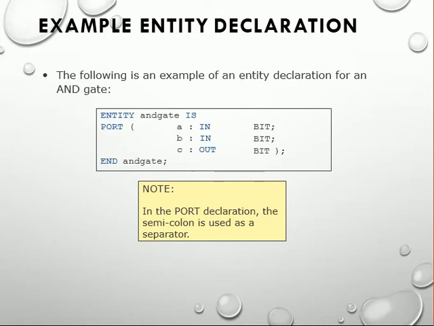Now let us have an example of this entity declaration. Suppose we take a very simple example of declaring an entity for an AND gate. How many inputs are there in an AND gate? 2 inputs. And output? Yes. So the AND gate has 2 inputs, let us say A and B, and C is the output of that AND gate.